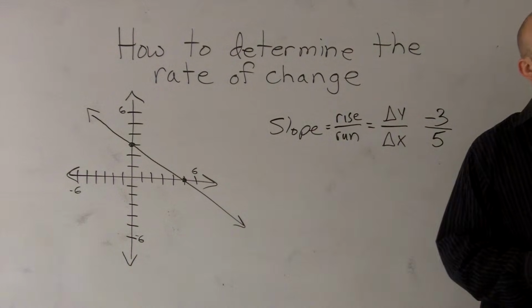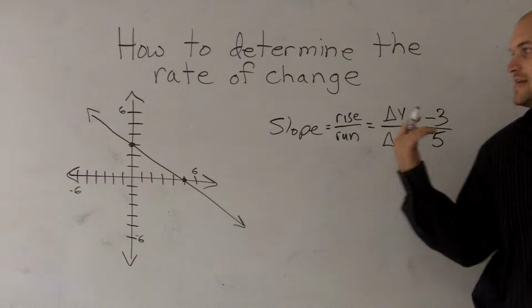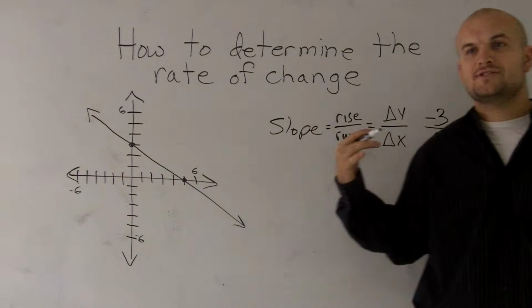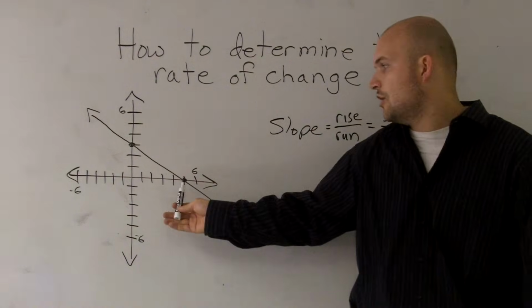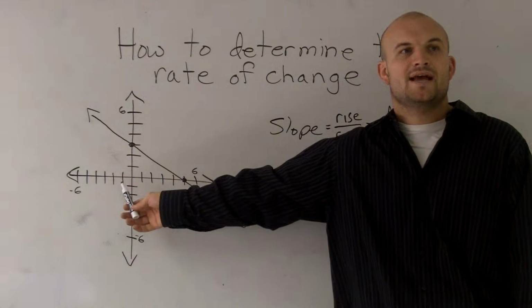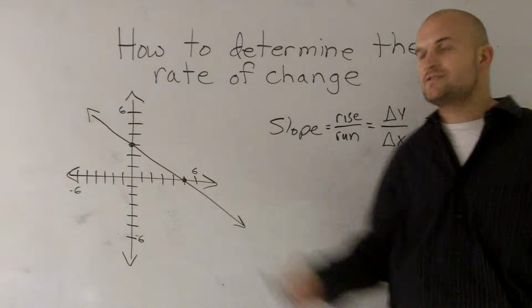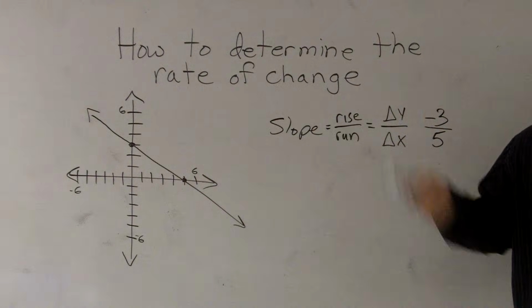That is one method, reading it from left to right. You could also read it from right to left and say you go to the left 5, which would be a -5, and up 3, which would be a +3. It wouldn't matter which one you make negative.